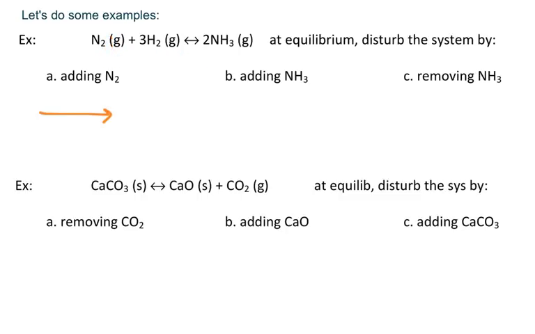All right, adding NH3. Now we're adding something on the product side. So since we're adding, we're going to shift away from the addition. So we're going to shift to the left. And then with the last one, now we're removing NH3. Since we're taking away some of this, the reaction needs to shift towards that removal to compensate for that change.